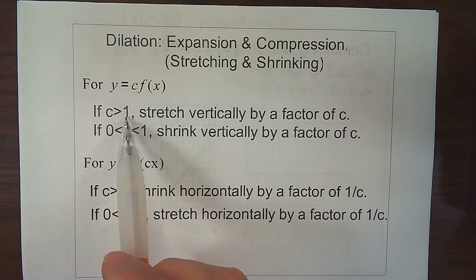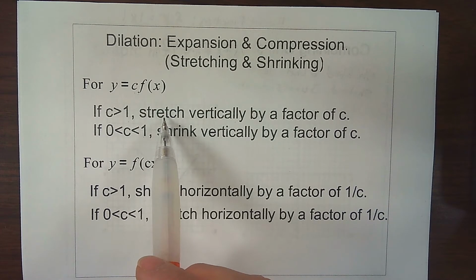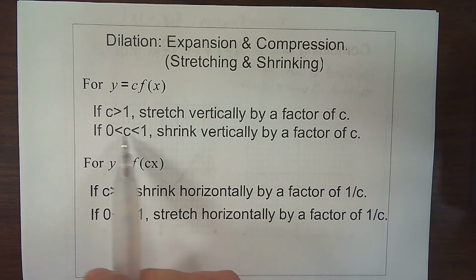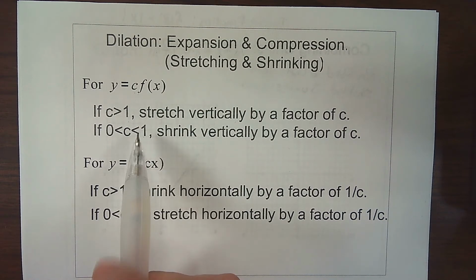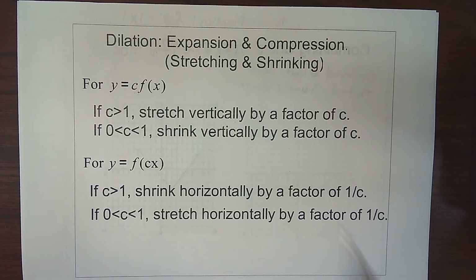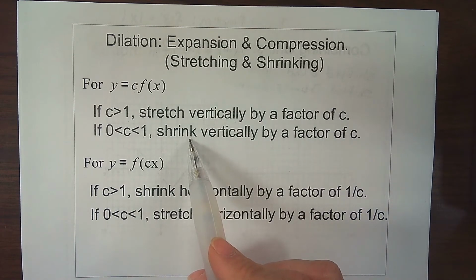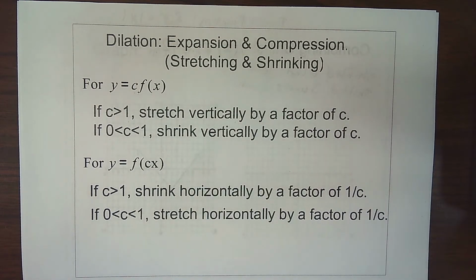If we're multiplying, let's say, by 2, it makes sense that that sounds like a stretch. And if we're multiplying by a fractional piece between 0 and 1, let's say a fourth or a half or 2/3, right? Then we're making the output smaller. So it, again, would represent a vertical shrink by a factor of c.